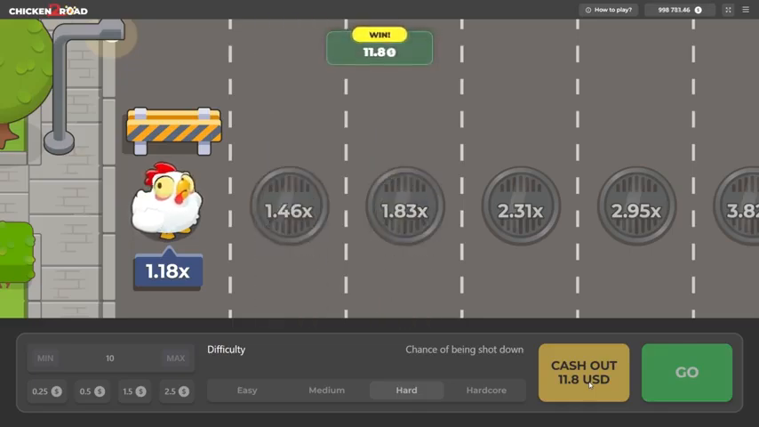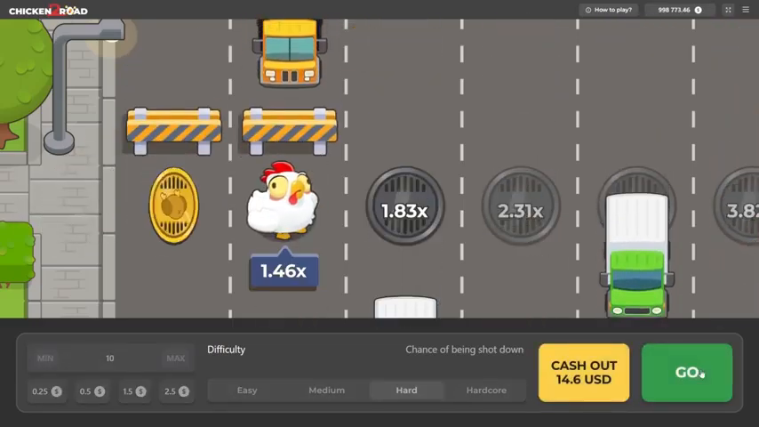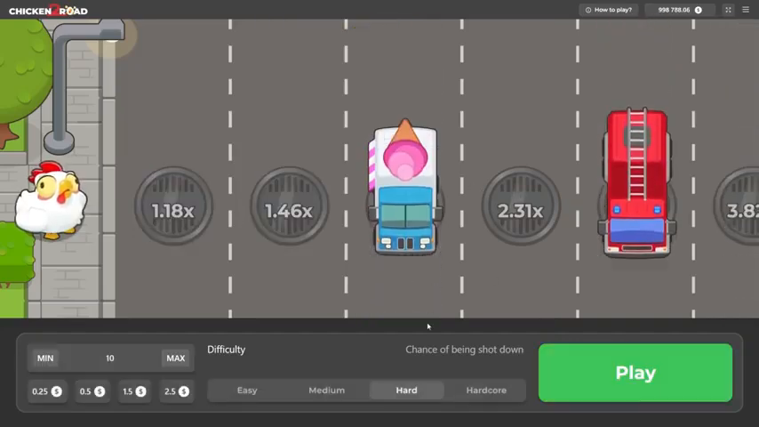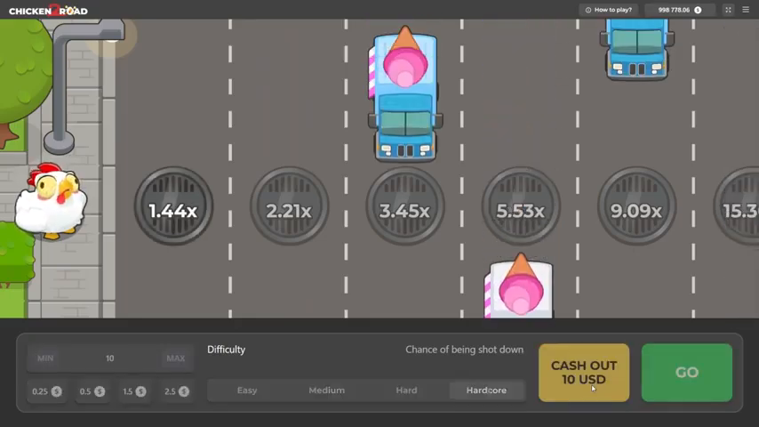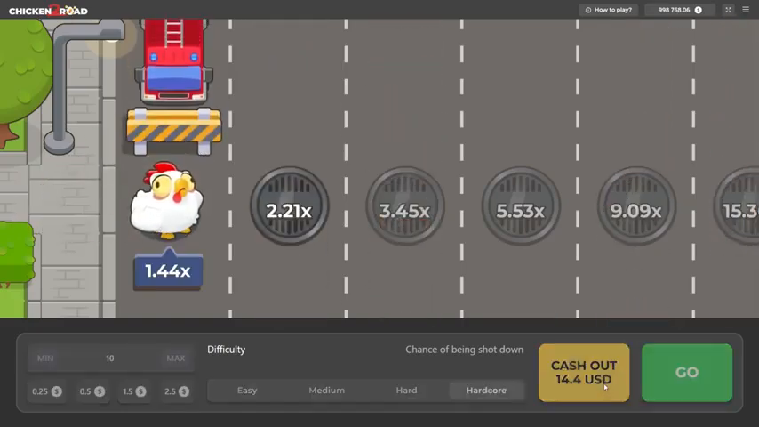Which approach is best? Honestly, none of them beat the house edge. It's about what kind of experience you want. If you want longer playtime and more action, go conservative. If you're okay with quick losses for the chance at a big hit, go aggressive. But remember, no approach turns gambling into a profitable investment. These are just different ways to entertain yourself within the game.